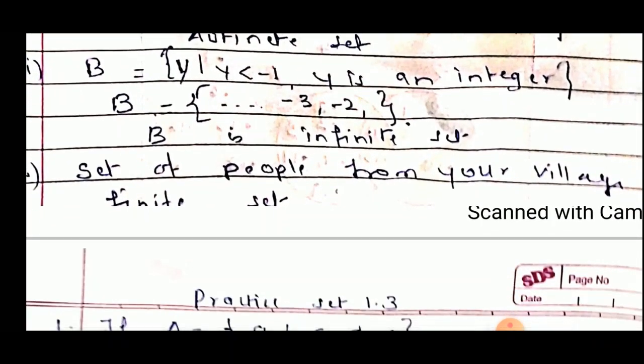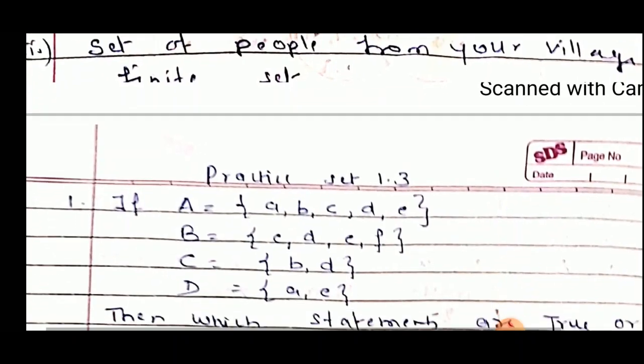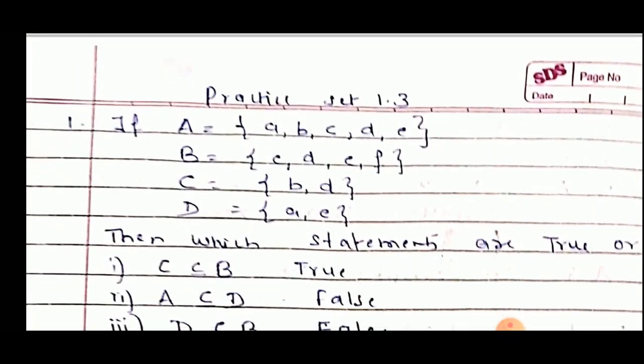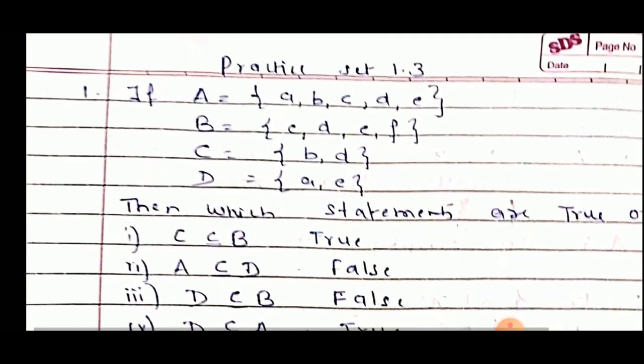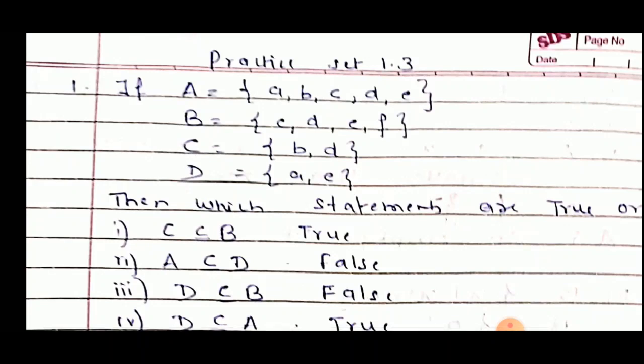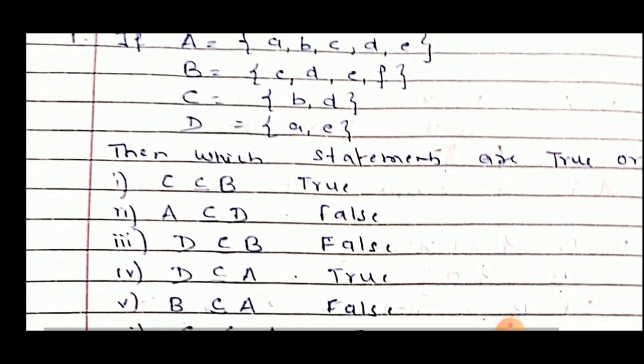Now set of people from your village. Village will have a particular or finite number of people. So a set of people from your village is also a finite set. Now next you see the practice set 1.3. A has the elements A, B, C, D, E. B has D, E, E, F. C has B and D. D has A and D. You have to write down which of the statements are true.